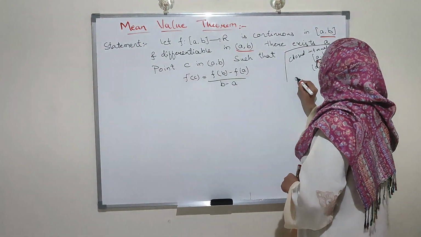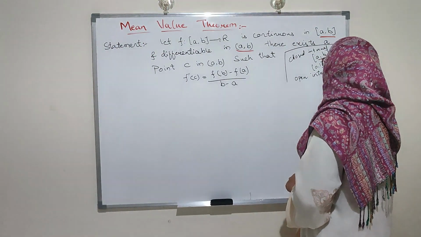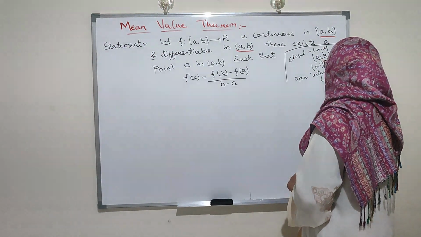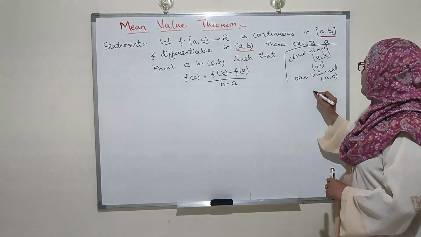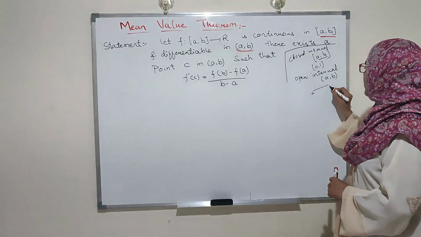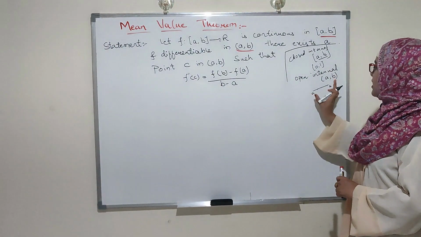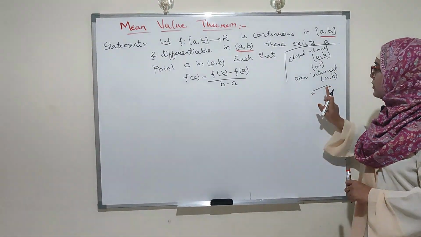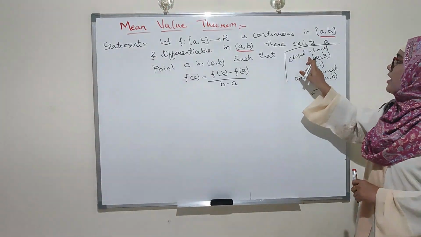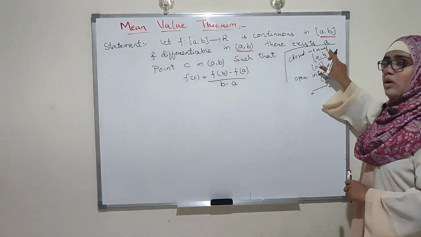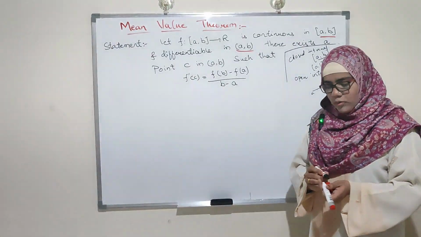In an open interval, represented like this, we consider only the points that lie between a and b. We can't include the points a and b themselves. So this is the open interval. In a closed interval, we take the points in between a and b, and also the points a and b. So this is the difference between closed interval and open interval.